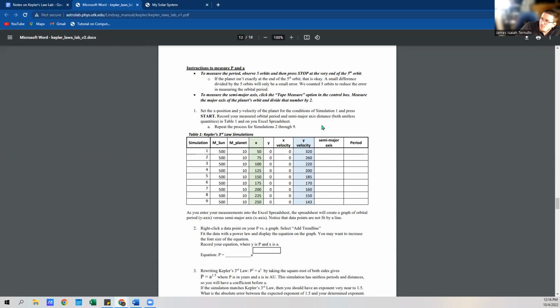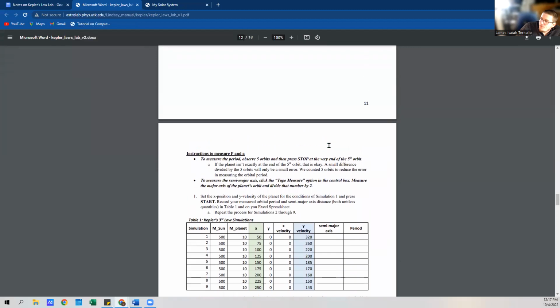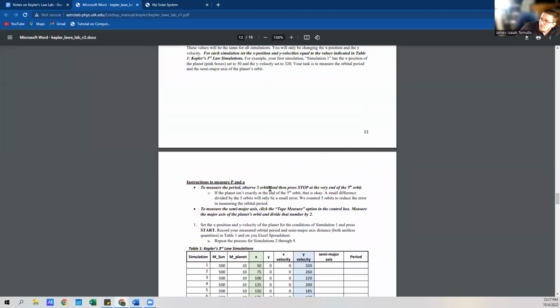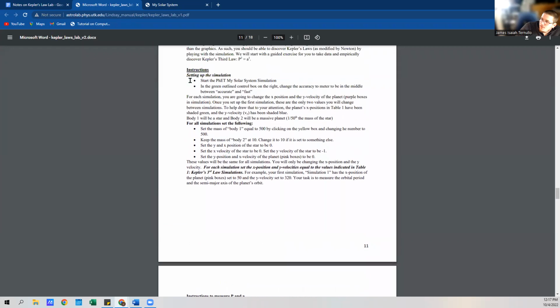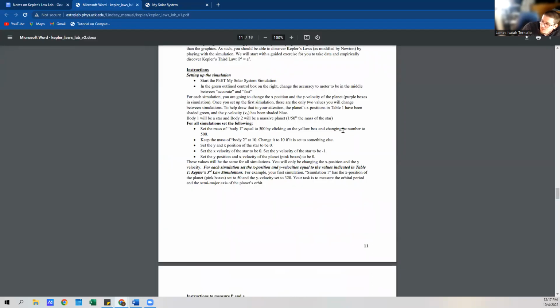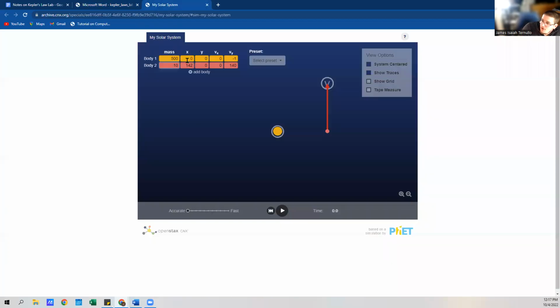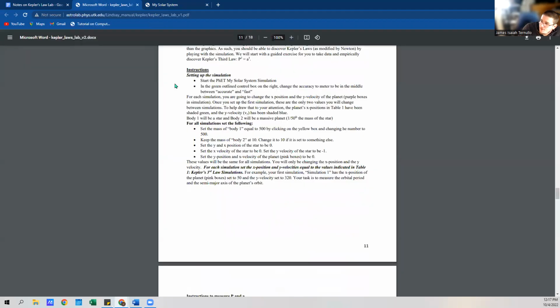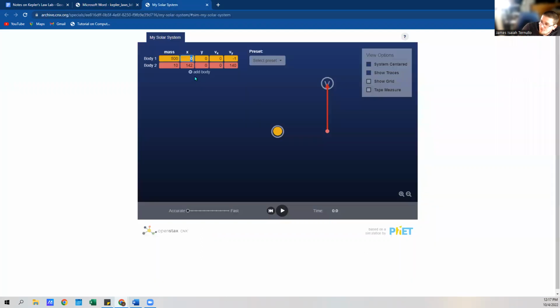To set up the simulation, we want to set body 1 equal to 500. I'm going to walk through the first one for you guys. By setting that one to 500, we're going to set body 2 to 10, which it's already 10. Then we're going to set the x position of the star to be 0, which it's already 0. And then we're going to set the y position to be 0, which it's already 0.